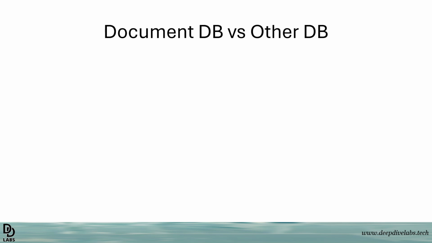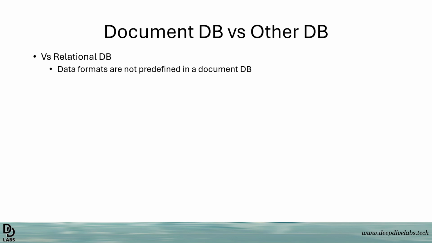So before we end, I wanted to talk a little bit about how we mentally map this document database. We've seen the evolution of document databases, right? From your object-oriented database, then your XML, and then you have your document database. So if you compare it with a relational database, document database data formats are not predefined, right? So you can have semi-structured data, in JSON format, XML format, etc. Whereas in a relational database, you need to have data in a specific format.